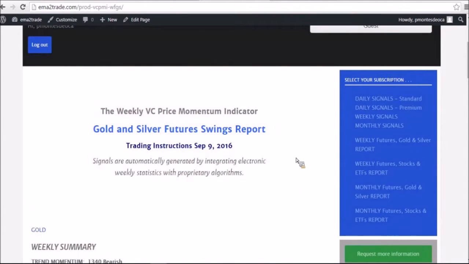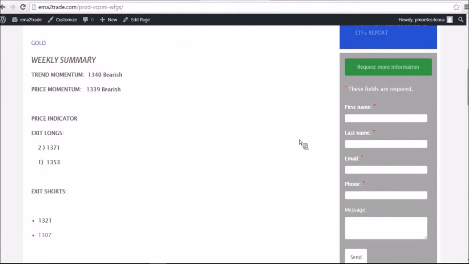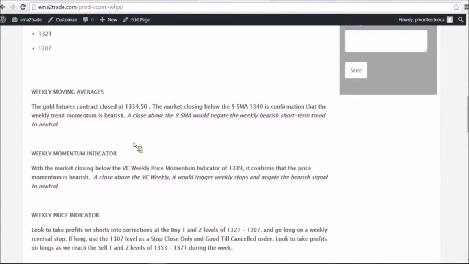I want to move right into the weekly swing gold and silver futures report that we published on September the 9th for gold and silver. This report pretty much indicated that as we came into this week with the gold market closing at 1334.50, and also the market beginning basically to close below the 9-day moving average, it was the first sign that a bearish trend is developing.